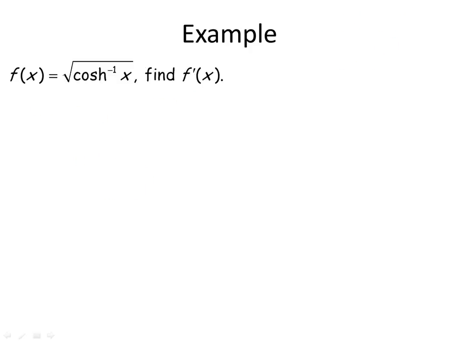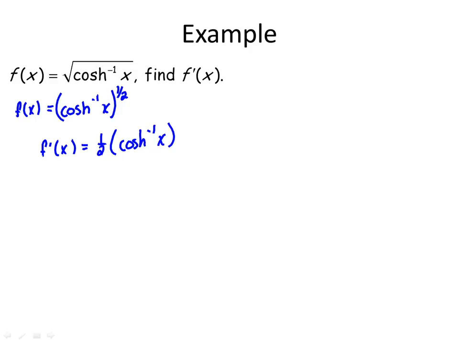Alright. What rule are you going to use on this one? Rewrite this. What am I going to do? Now, do you see your chain rule? That's your chain rule. So the derivative, we're going to move the 1/2 out front. Leave what's inside alone for now. Lessen the 1/2 by 1, so that's going to take me to negative 1/2.